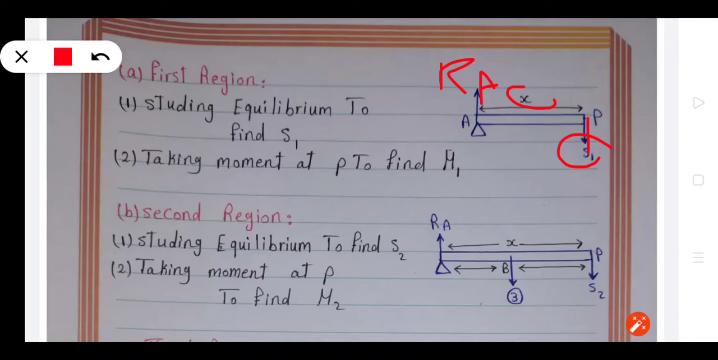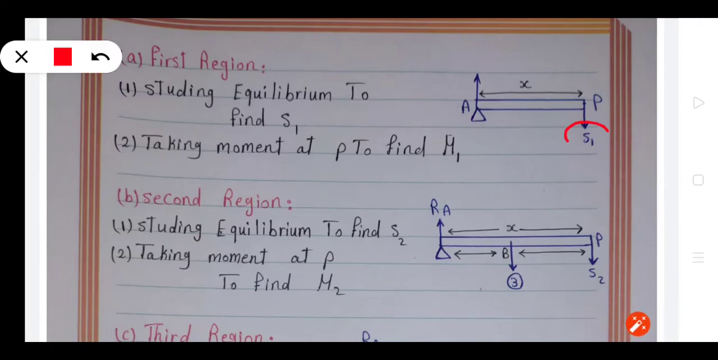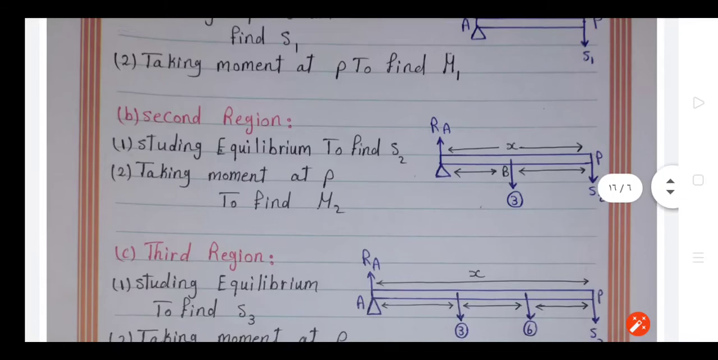Now, we have two steps. First, studying equilibrium to find S1, S1 equals RA. Second, to find M1, we take moment about point B. We can cancel S1 and use only RA, and we determine the sign of the force by clockwise or anti-clockwise direction. We find M1.